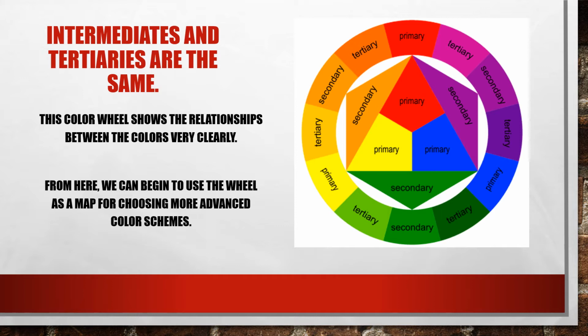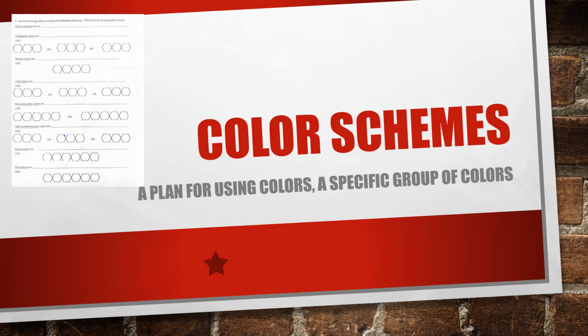This is a different color wheel than what is on your sheet, and it shows the relationships between the colors very clearly. And from here you can begin to use the color wheel as a map for choosing more advanced color schemes. We are now going to move into how we use the color wheel as a map to plan our color schemes. This is going to go beyond using primaries, secondaries, and intermediate or tertiary colors. Color schemes, again, are plans for using colors.